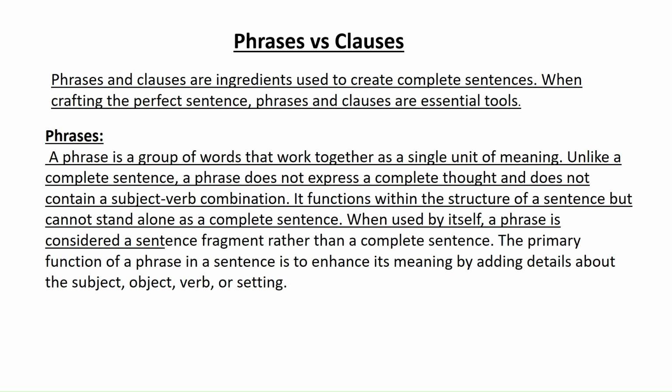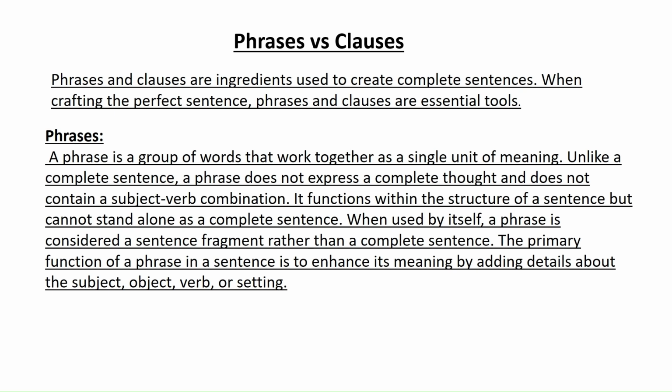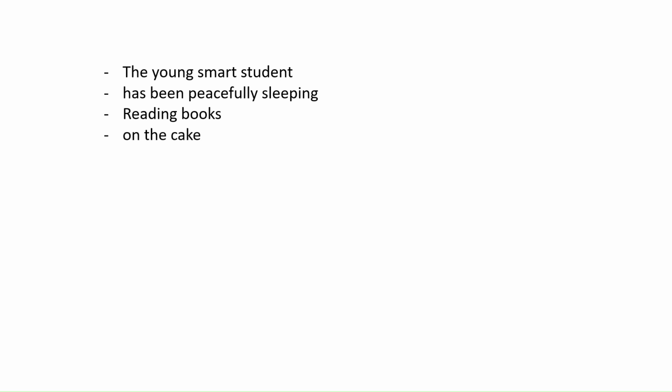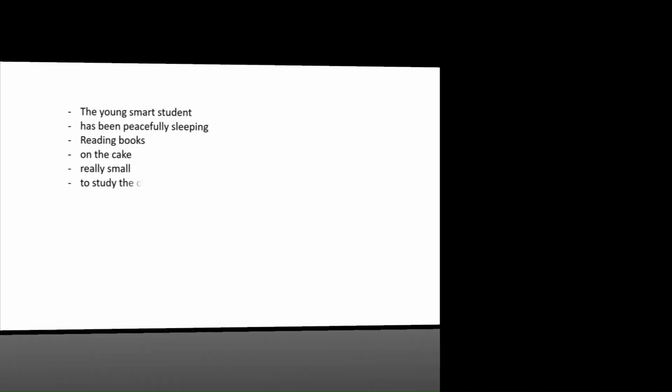Then, the primary function of a phrase in a sentence is to enhance its meaning by adding details or more information about the subject, the object, the verb, or the setting of that sentence. Let's take some examples of phrases. The young, smart student has been peacefully sleeping, reading books on the cake, really small, to study the classics.